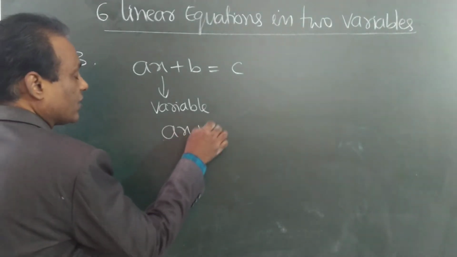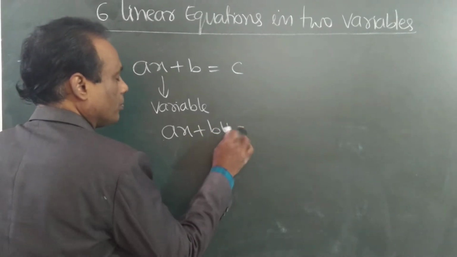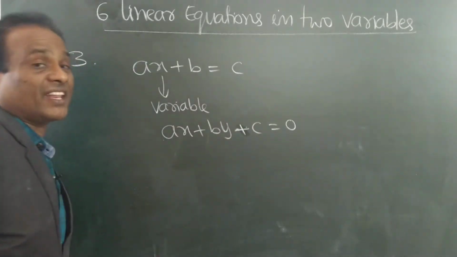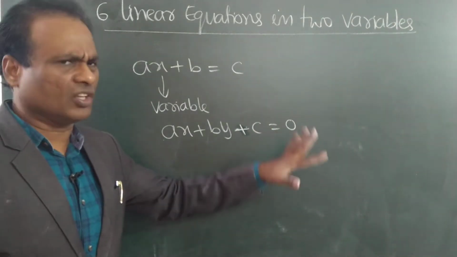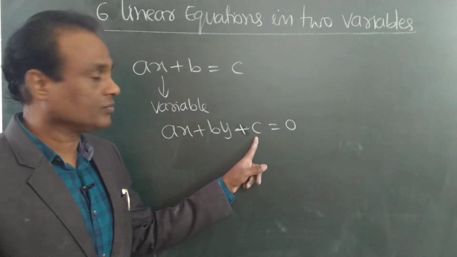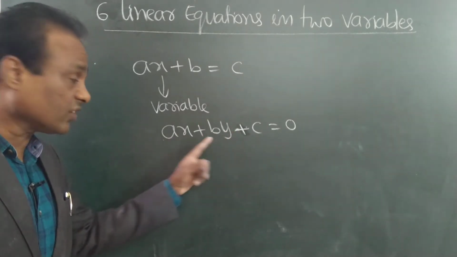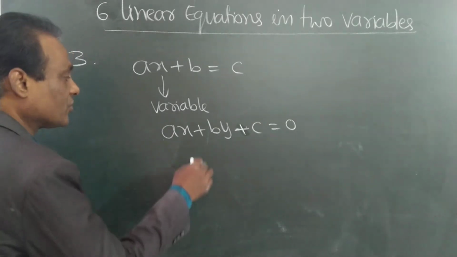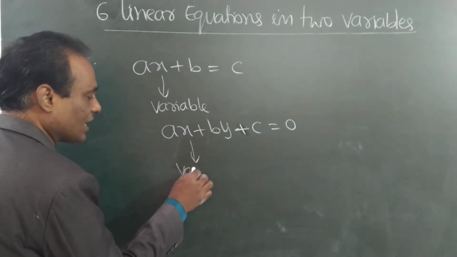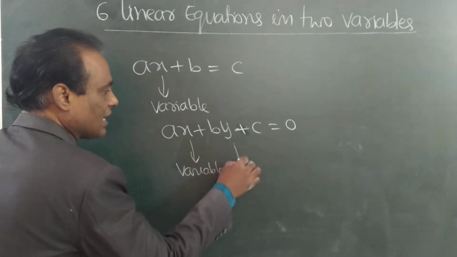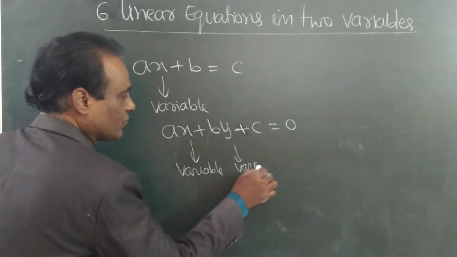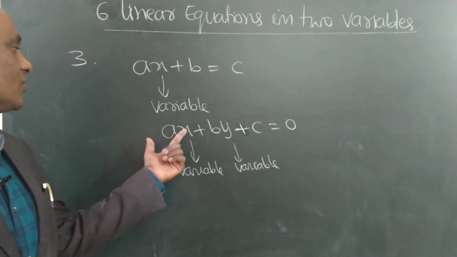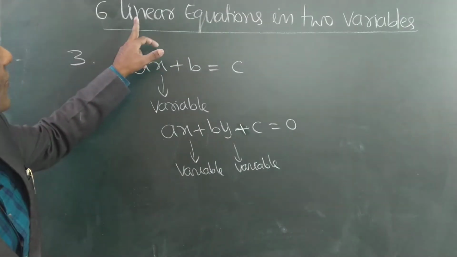Suppose ax plus by plus c is equal to 0. Here how many variables are there? This 0 is of course a constant. A and B are also constants, but A is the coefficient of x and B is the coefficient of y. How many variables do we have? Two variables. X is a variable, y is a variable. So that is our chapter.